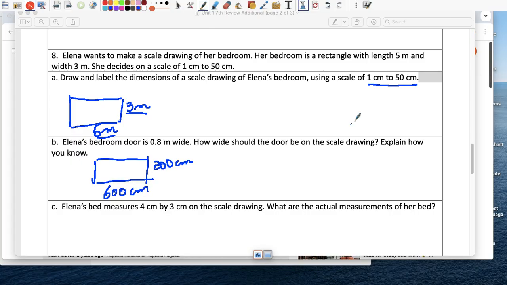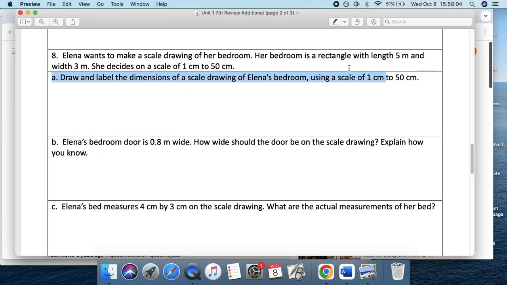So now our scale can work. Draw and label the dimensions of the room using the scale 1 to 50. So using this.